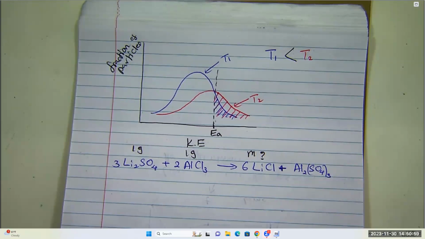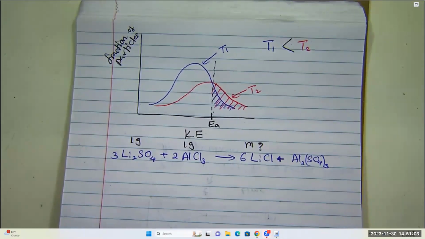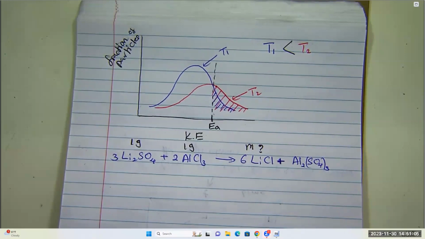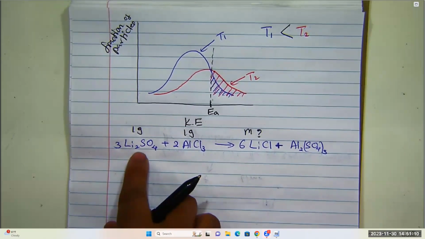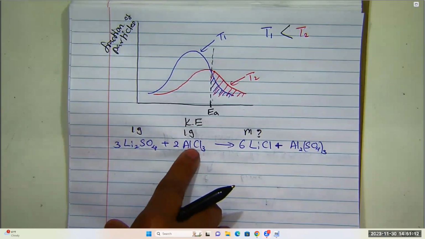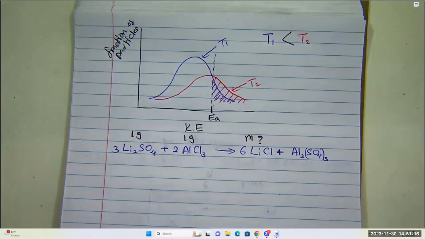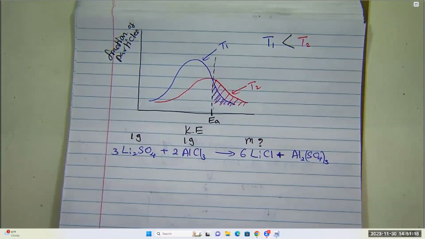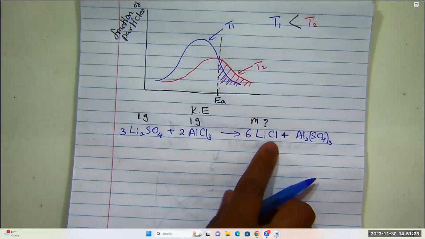But there's another way to do it without determining the limiting reactant. You can try both calculations. One, assuming the limiting reactant is lithium sulfate, this guy over here. And the second calculation, assuming that our limiting reactant is aluminum chloride. So let's try lithium sulfate. If lithium sulfate was our limiting reactant, how much lithium chloride will we get?